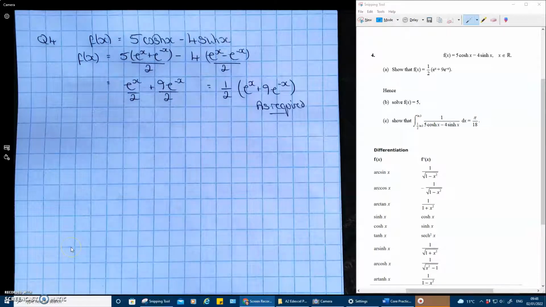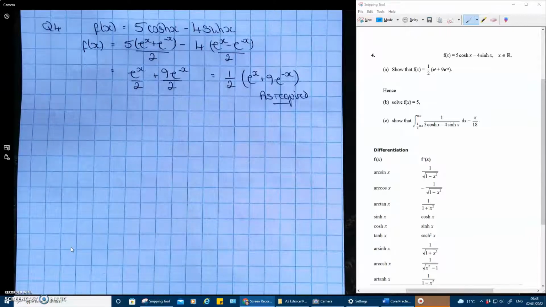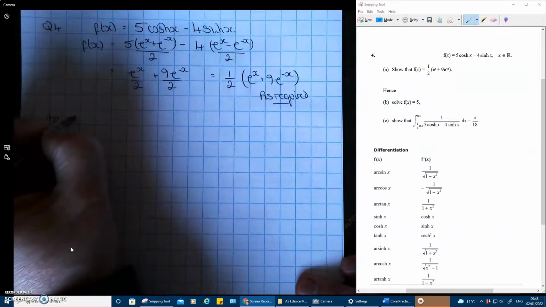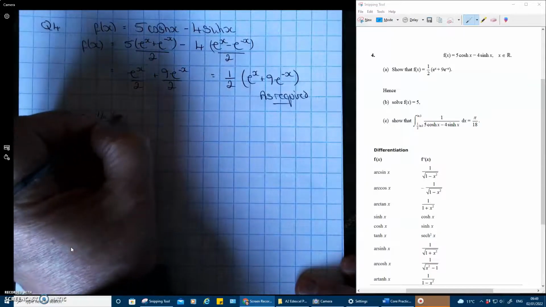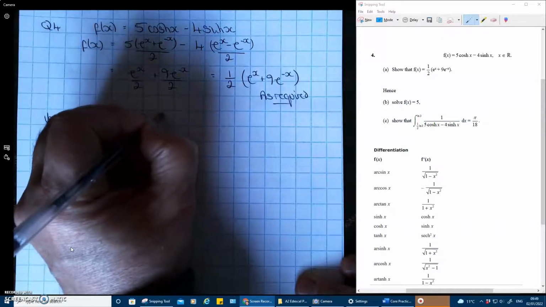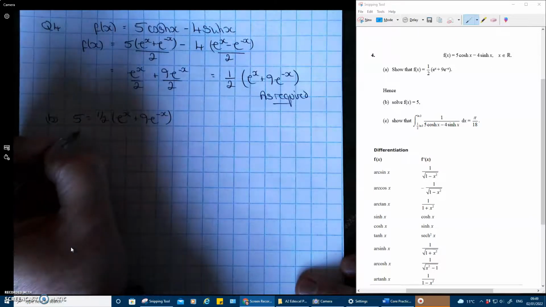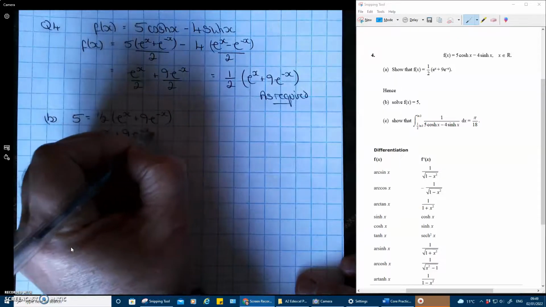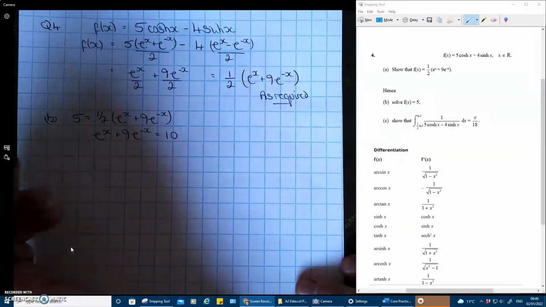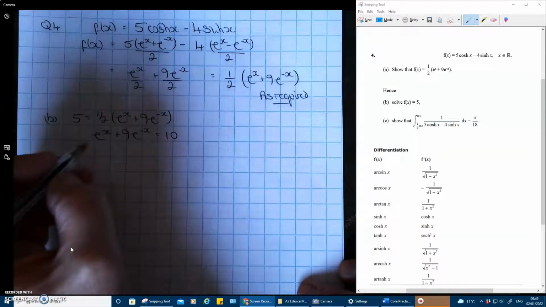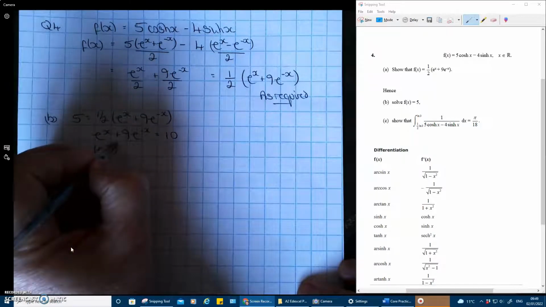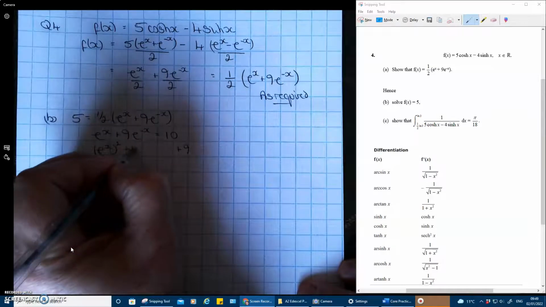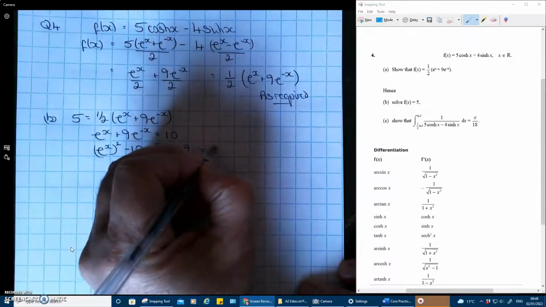Okay, part B, solve f of x equals 5. So we've obviously got f of x in this form, which we expected to use. So we've got 5 equals a half e to the x plus 9e to the minus x. Clearly double both sides, so we've got e to the x plus 9e to the minus x equals 10. We're going to multiply everything by e to the x. So here we get e to the x squared plus 9, take away 10 e to the x equals 0.